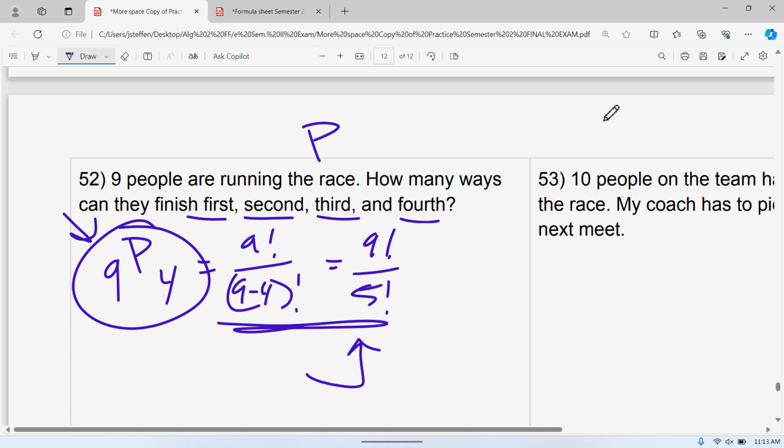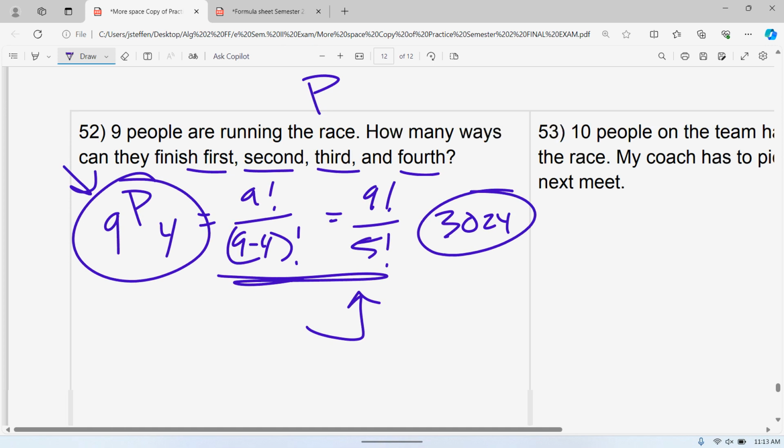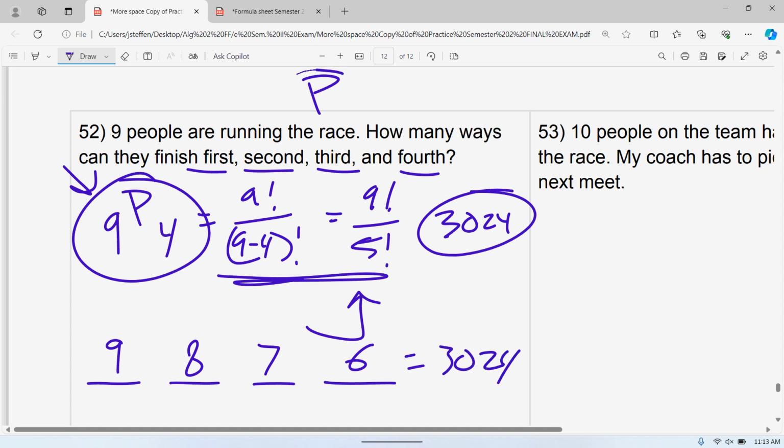Now, since the order does matter, the other way to do this one is to say we have first, second, third, and fourth place. 9 runners can be first, which leaves 8 for second, which leaves 7 for third, which leaves 6 for fourth. If you multiply that out, it's the same answer. That works because the order matters. It's a permutation. For 53, you can't do it that way because the order doesn't matter. So let's look at 53.